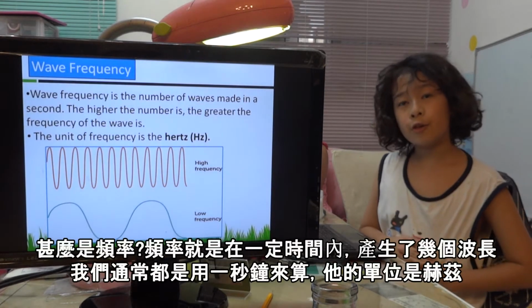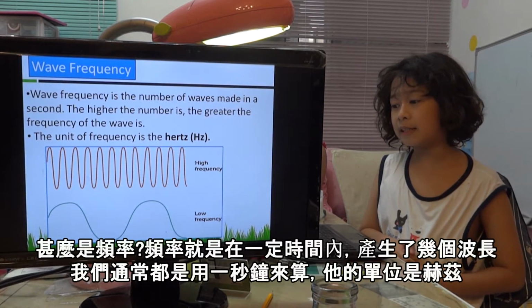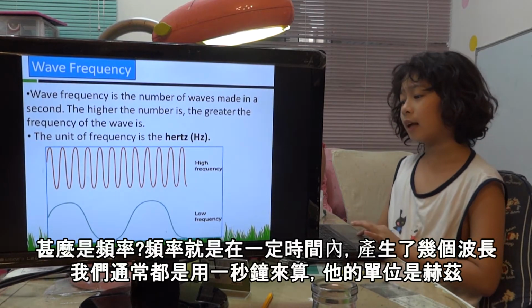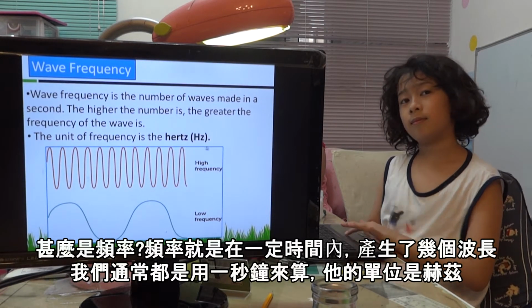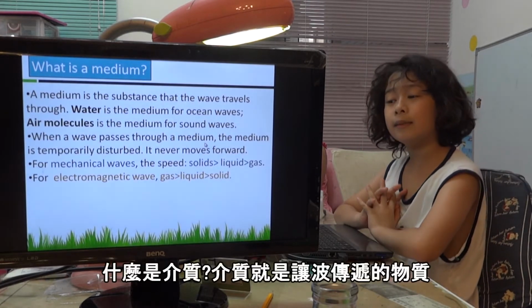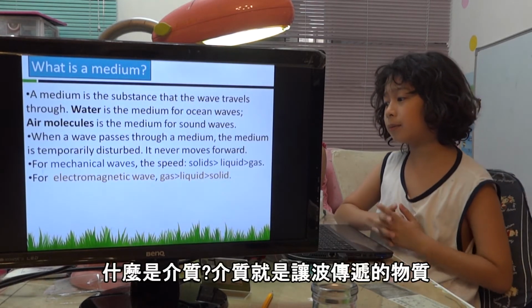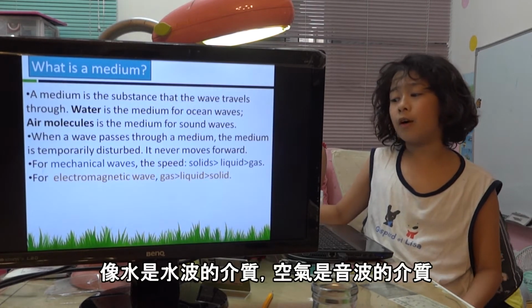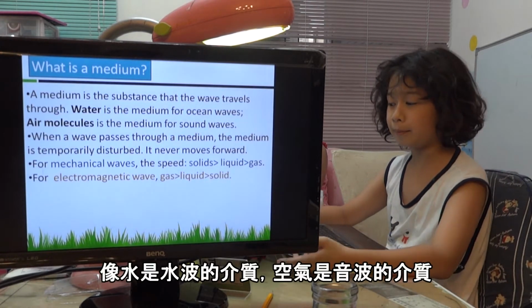What is frequency? Frequency is how many waves happen in a given time. We always measure in 1 second, and we measure in hertz. Okay. What is a medium? A medium is a substance that the wave travels through. Water is the medium of ocean waves, while air is the medium of sound.